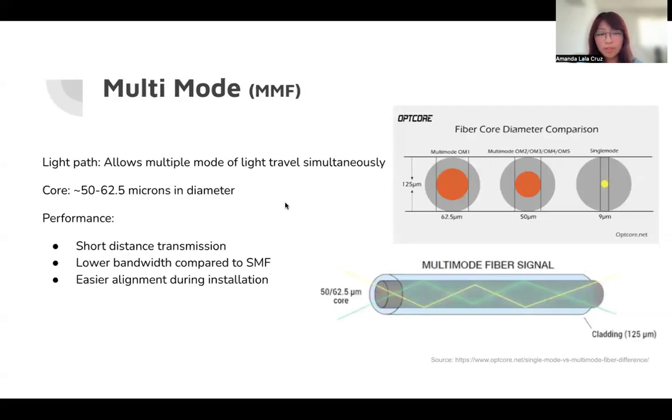And multi-mode fiber allows multiple modes of light to travel simultaneously. It is usually about 50 to 62.5 microns in diameter. The performance is short distance transmission, with a lower bandwidth compared to single mode, but it's easier to align during installation.